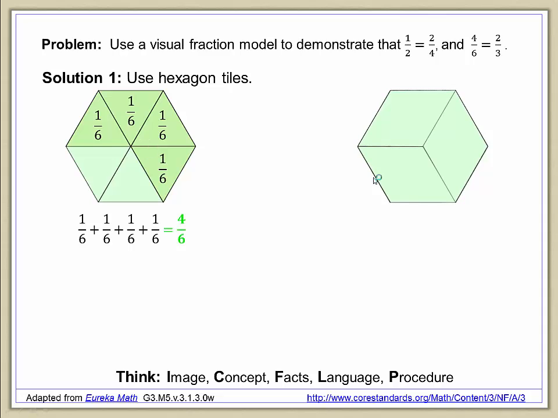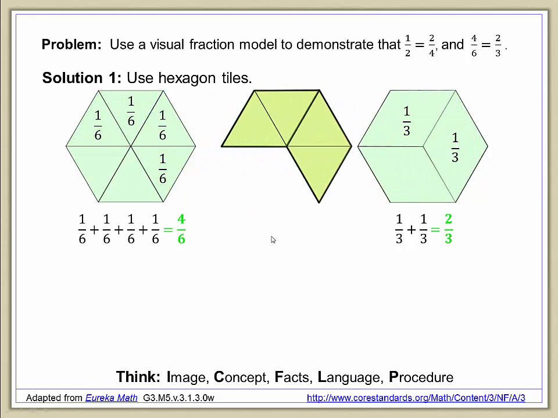We'll take our second one now and split it into 3 parts because we're going to compare against 2/3 and shade 2 of those parts, each of which is a third. And again, 1/3 plus 1/3 is going to be 2/3. So we have 2/3 shaded on this side and 4/6 shaded on this side. And of course, they are the same.